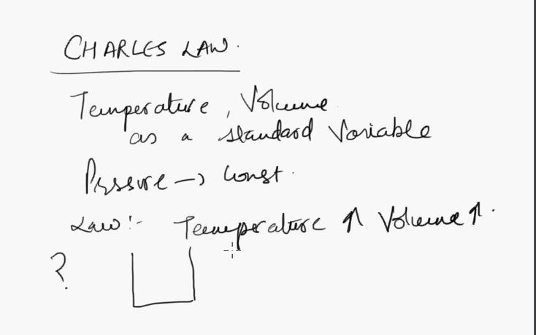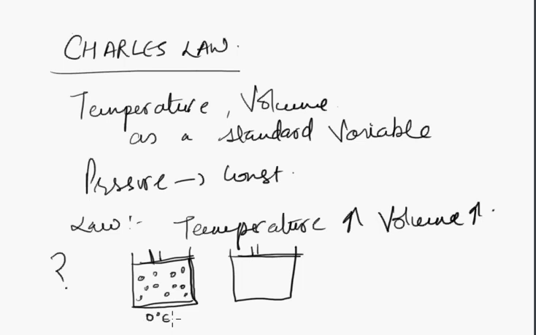Let's take an example. Let's take two containers with the same mass of gas and the same pressure. This is a piston. There's a gas. Now, what happens when the temperature is 0 degrees, or you can say 20 degrees centigrade? The volume of the gas is stable. There's very, very negligible collision.